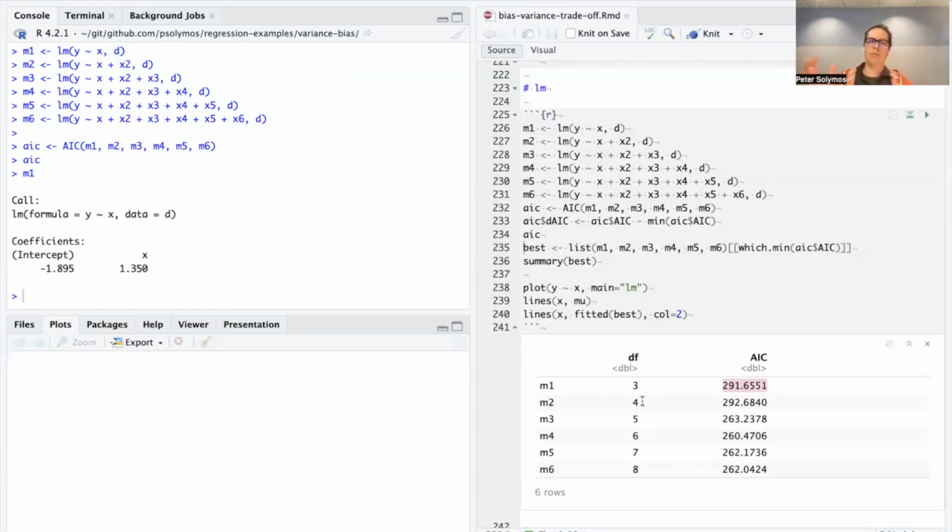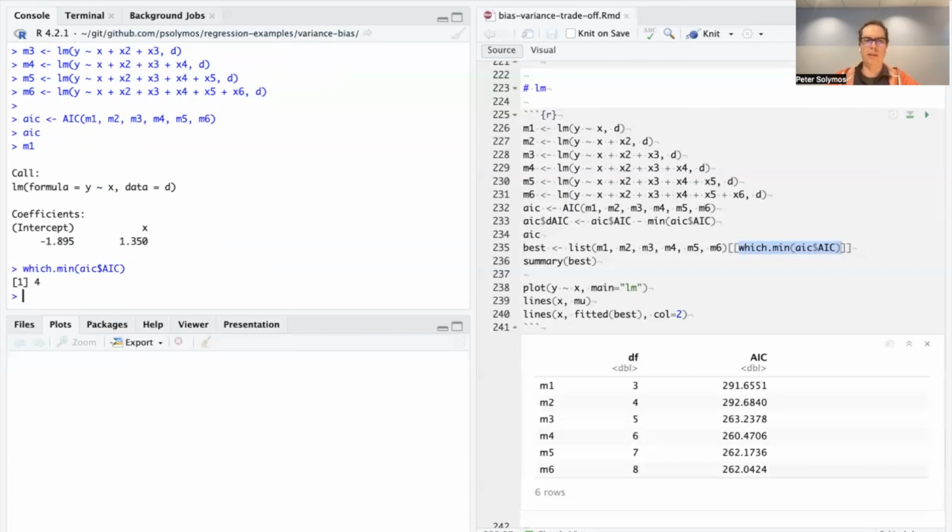So more complex models are going to get a higher AIC, and we're looking for the minimum, which is something we can grab by this which.min function, and it says 4. So the fourth value, 1, 2, 3, 4, that is model 4. So AIC is telling us the same as our bias variance diagram using mean squared errors was telling us. So model 4 is probably the best that we can use.